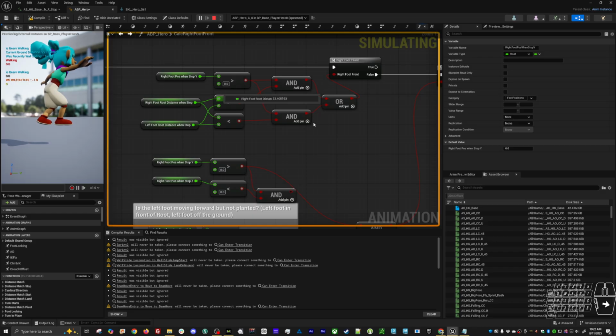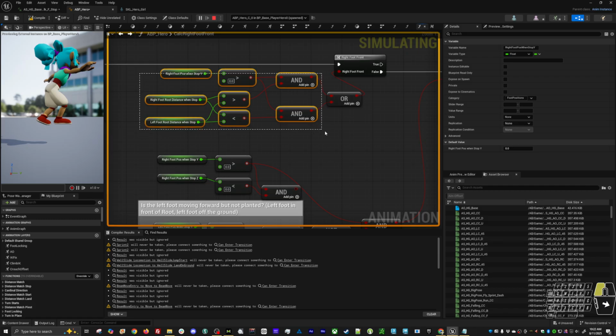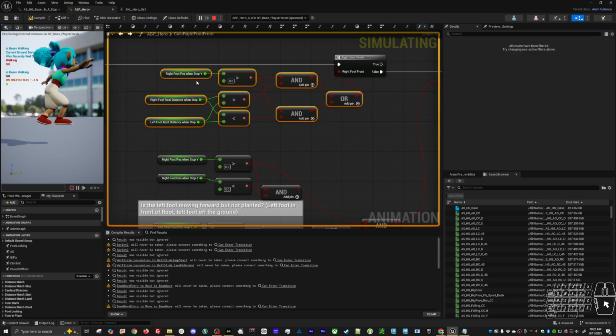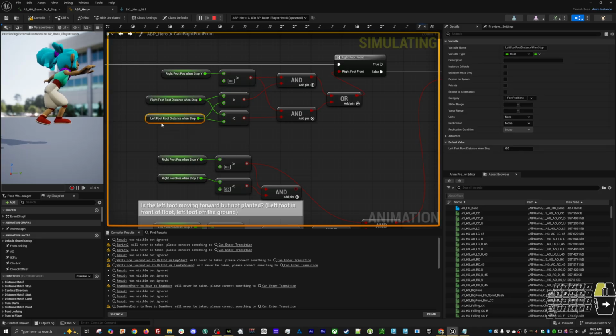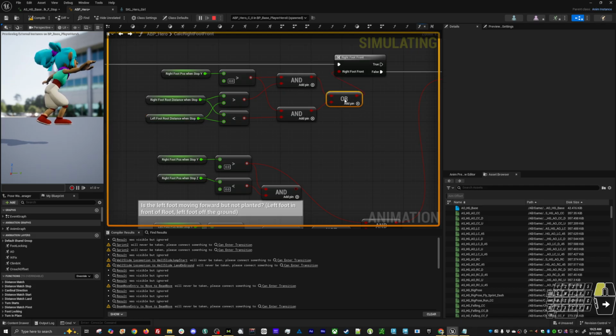Okay, so first of all, we're just trying to figure out what is true or false here. So this is interesting. So right foot position when stop Y is greater than 0. So that means that we're going to be behind the root because -1 was in front of the root. Okay, then we're going to check the distance when we're stopped. So how far behind. And we're also going to check the left foot distance when stopped.